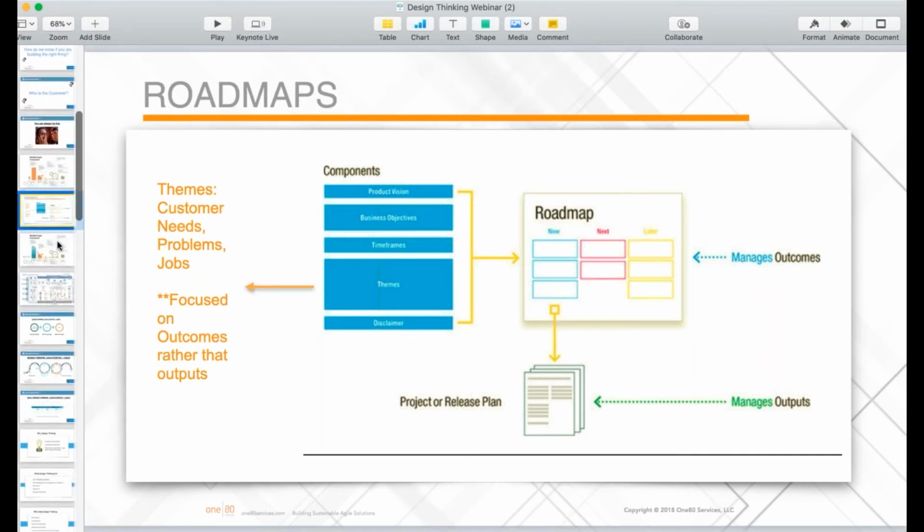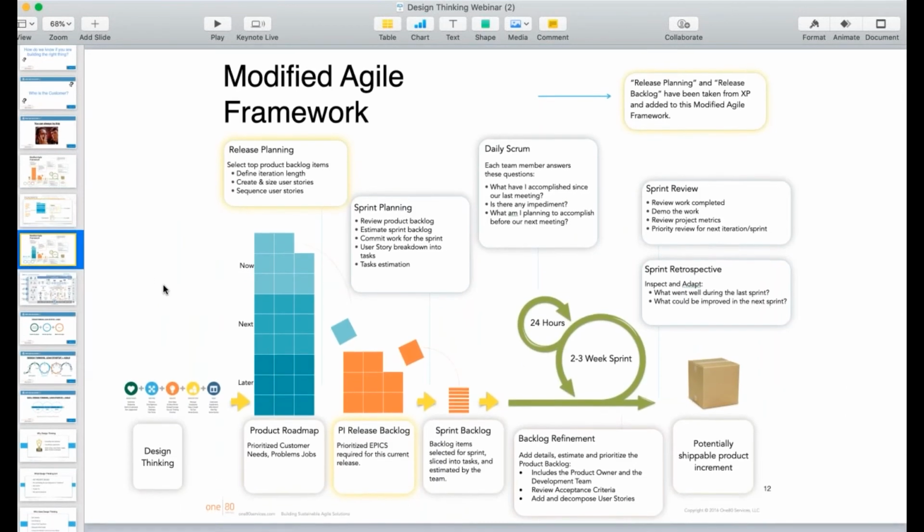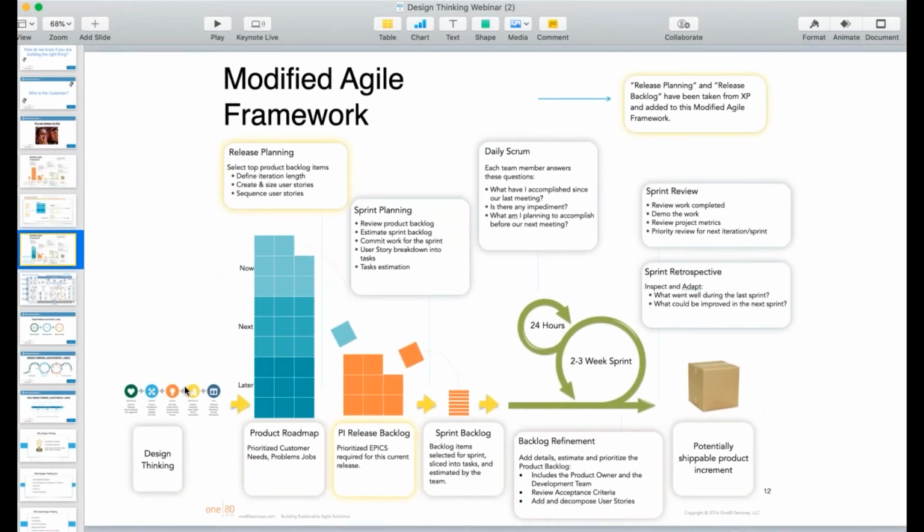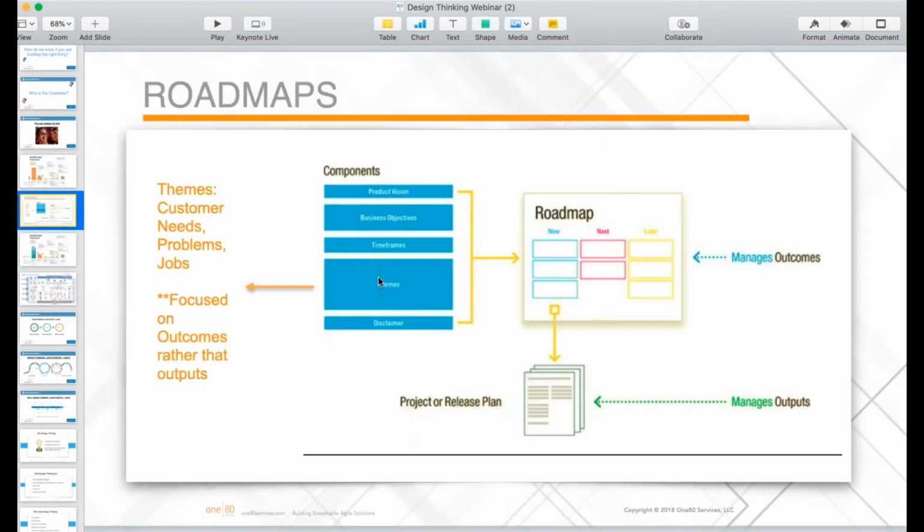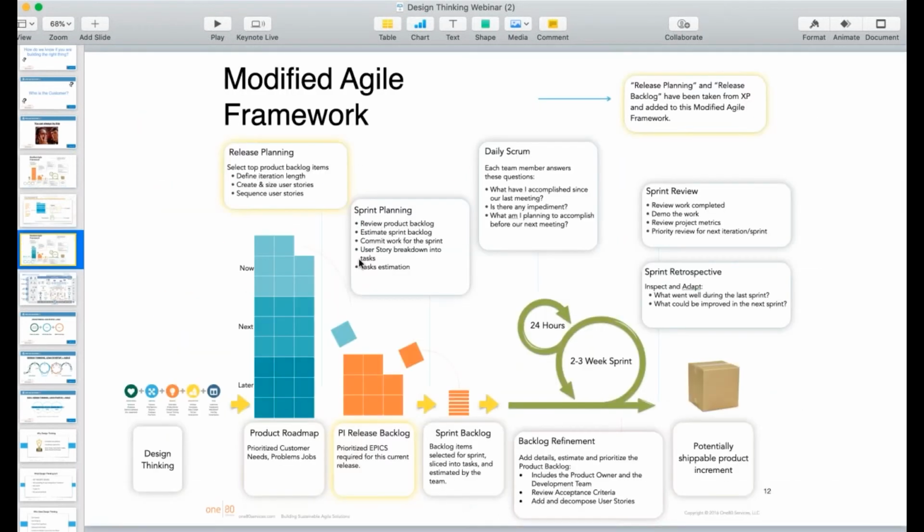So I have slightly modified the previous diagram to show here we use design thinking to inform our product management backlog to create a new, next, later prioritized roadmap of themes. And then we slice those themes off and start to create epics. And then we run those epics into user stories and we run them through the process.